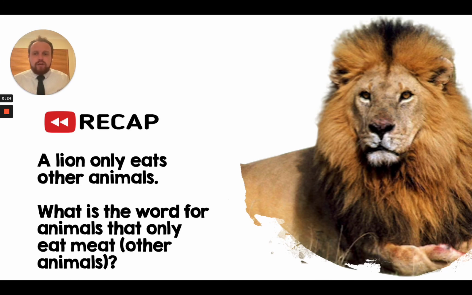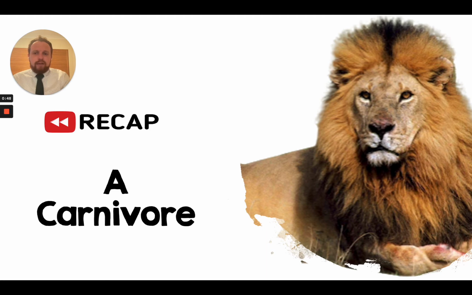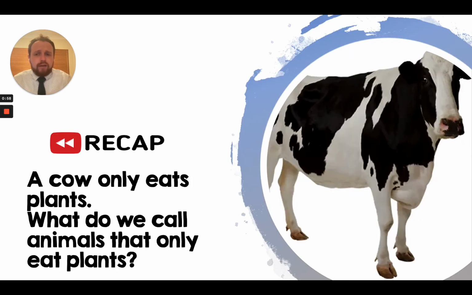Here on the screen you can see a lion. Now, a lion only eats other animals. It doesn't eat plants, it only eats other animals. Can you remember what is the word for animals that only eat meat, that only eat other animals? It is a carnivore. Very well done at home if you remembered that. Carnivores only eat meat, they only eat other animals.